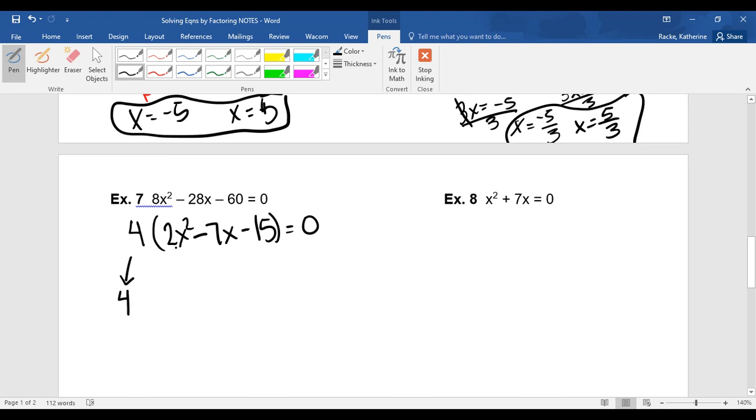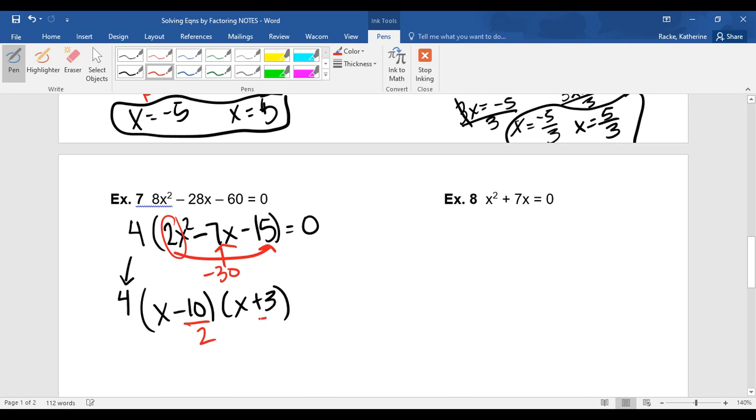Because a is still greater than 1, I'm going to need to do slide and divide. So 2 times negative 15 gives me a negative 30. 2 numbers that multiply to give me negative 30, but add to give me a negative 7. Using the same numbers as we did before, x minus 10 and x plus 3. Dividing by our a value here now. Divide by 2, divide by 2. 10 divided by 2 can reduce to x minus 5.